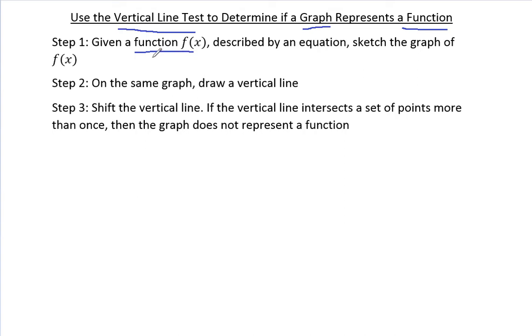So given our equation of this function, now it's time to verify this. As described by an equation, we can sketch the graph of it, and on the same graph itself we draw a vertical line, which is x equals a certain value, maybe 0, 1 or 2, and this vertical line we shift horizontally. So if the vertical line intersects the graph more than once, then the graph will not represent a function.